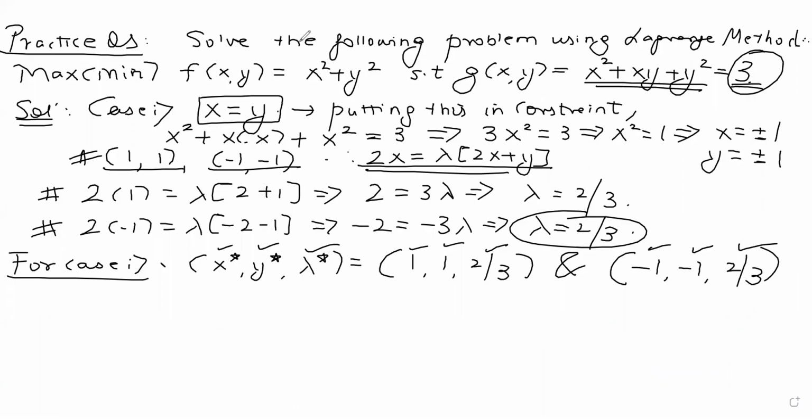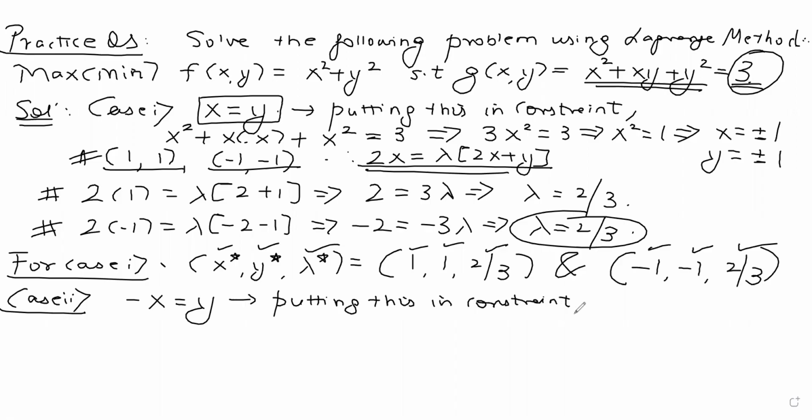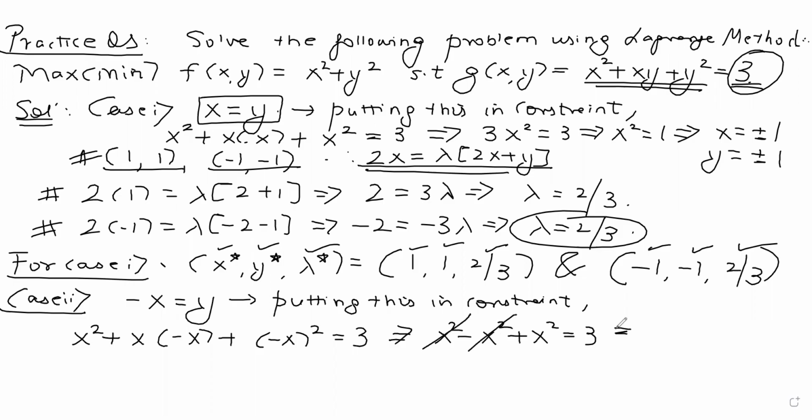So I can now write for case 2, we have minus x equal to y. Now, if I put this in the constraint, let us see what I get. So putting this in the constraint, I get x square plus x into y, which is minus x, plus y is minus x square equal to 3, which implies x square minus x square plus x square equals 3, which implies x is plus minus root 3.